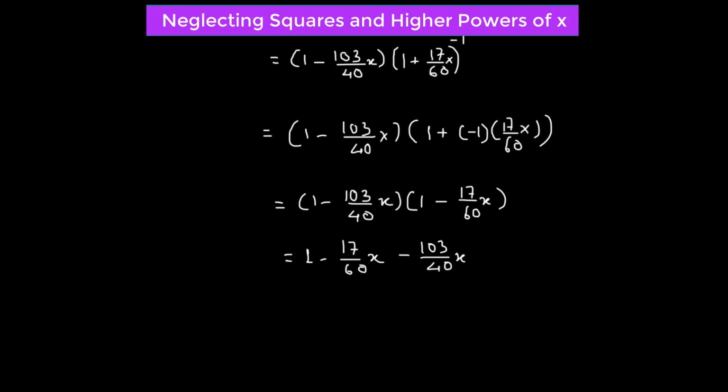So that leaves us with 1 minus (17/60 + 103/40) times x, and the final answer would be 1 - 343/120 x. So this is the final value, so we can say this is the simplified value of the given expression. Let us move on to the next question.